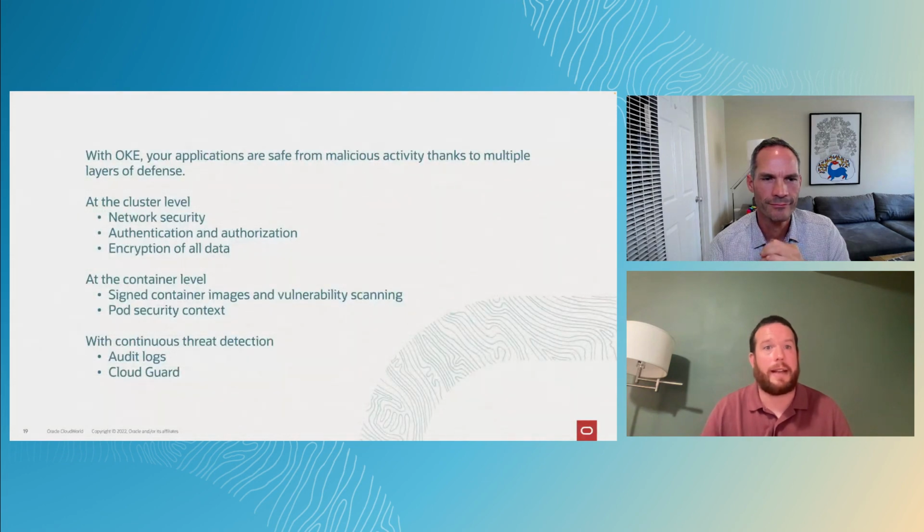In summary, when looking at OCI and containerized applications, in order to ensure that they're safe from malicious activity, we like to look at multiple layers of defense. The first level is the cluster level. We talked about network security, how to ensure proper authentication and authorization access, how to encrypt your possibly sensitive data. Next, we looked at the container level. We talked about how to ensure proper supply chain assurance for your containerized images, how to ensure your containers are running with the least amount of permissions that they need. And then finally, how to continuously monitor and detect threats within your tenancy using audit logs and Cloud Guard.